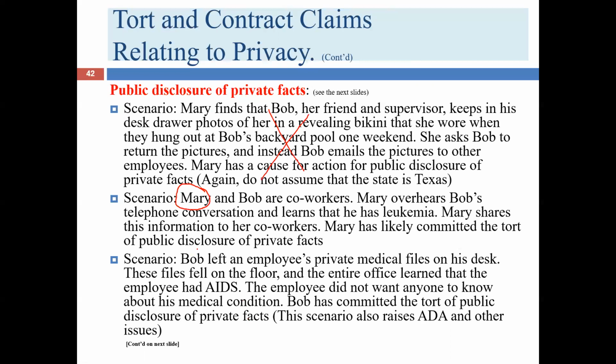Now when Bob is in a supervisory role or he works for HR, there are also Americans with Disabilities Act issues, and there can also be potentially, depending upon Bob's role, HIPAA issues in these particular cases, or GINA issues, Genetic Information Nondiscrimination Act issues. So again, there are some statutes in play here when we're talking about health conditions especially.